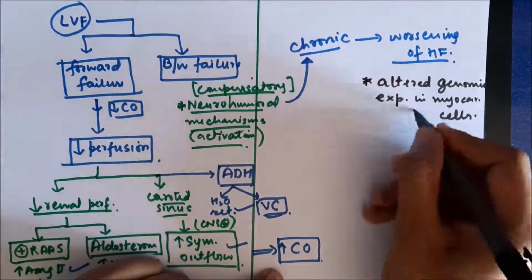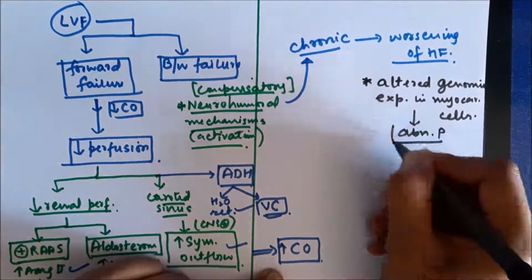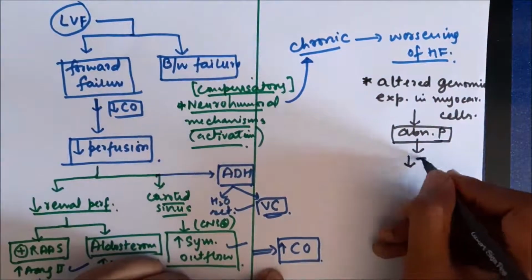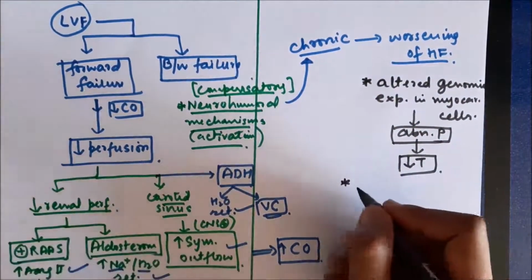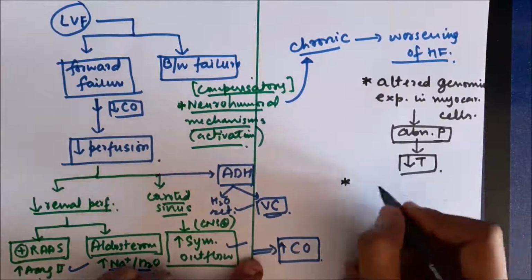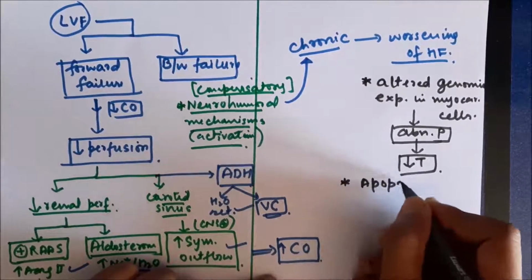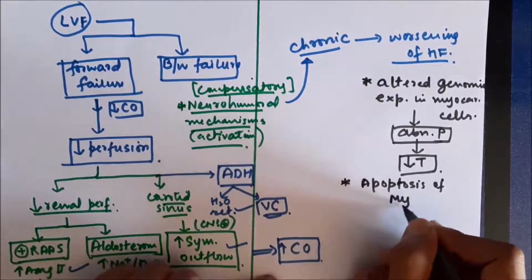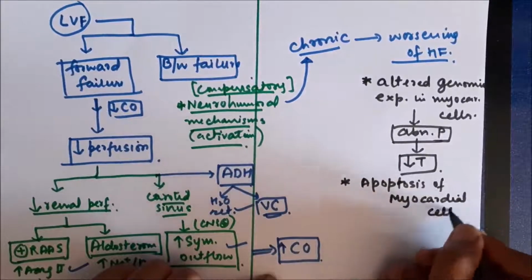So this will result in a synthesis of abnormal proteins, and these abnormal proteins will not be able to maintain enough tension in the wall of the myocardium. And decreased tension will decrease the pressure with which the myocardium will pump out the blood, as per Laplace's law. There will also be apoptosis of myocardial cells.